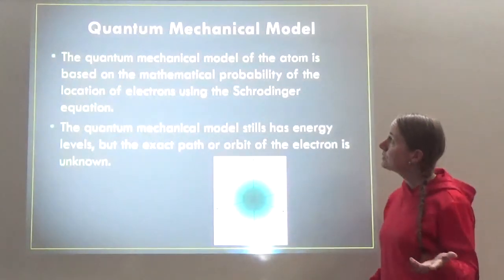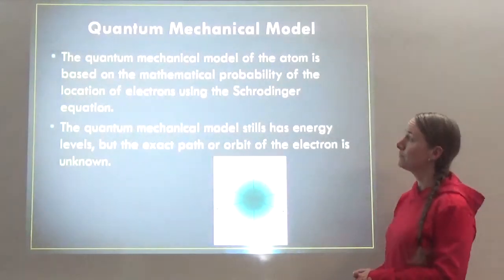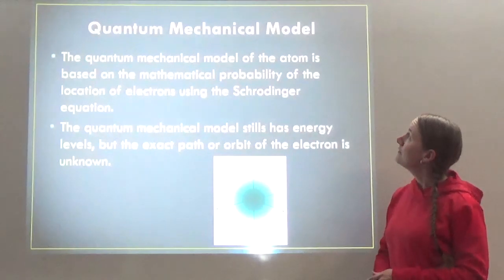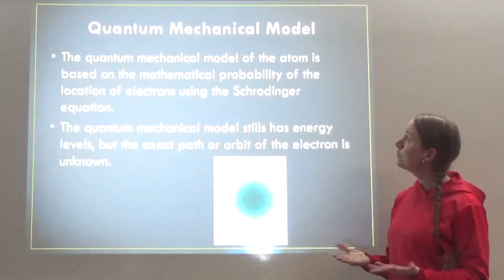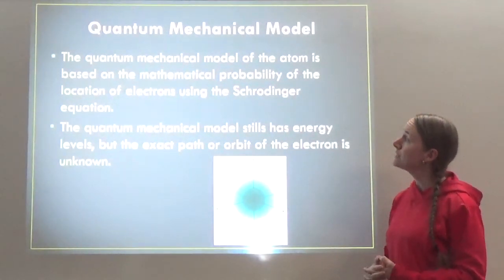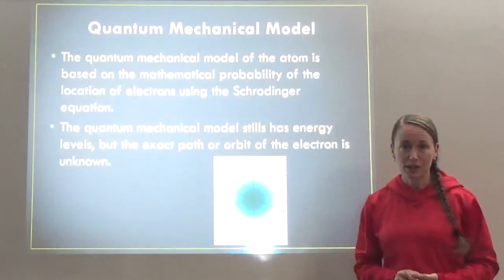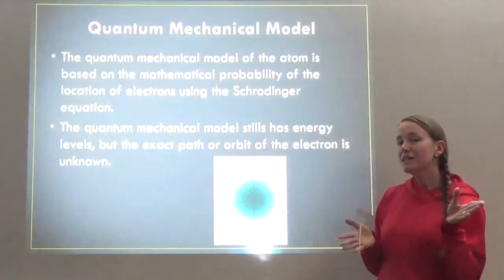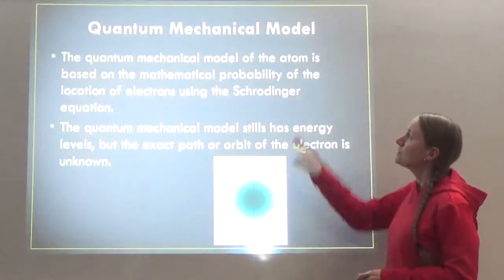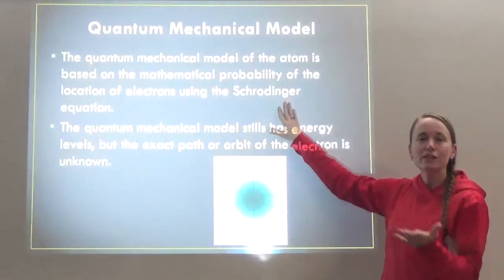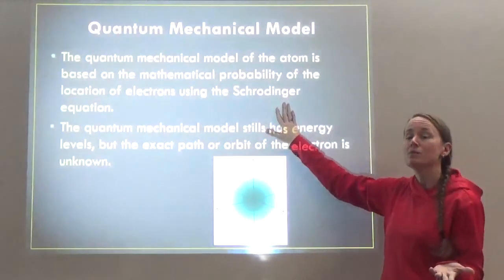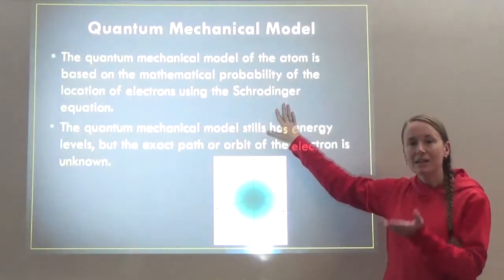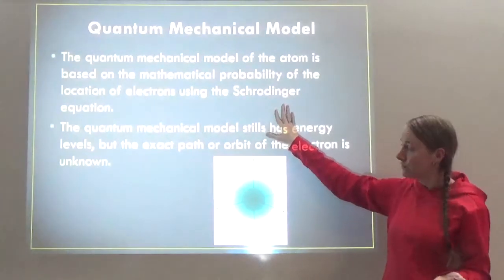So what is our most up-to-date model? The quantum mechanical model. The quantum mechanical model of the atom is based on the mathematical probability of the location of electrons using Schrödinger's equation. Now, we are not going to use this equation. We're not going to do anything but basic algebra. So you're just going to have to trust that all these shapes that seem really weird that I'm showing you were all mathematically calculated. So that's where they're coming from.